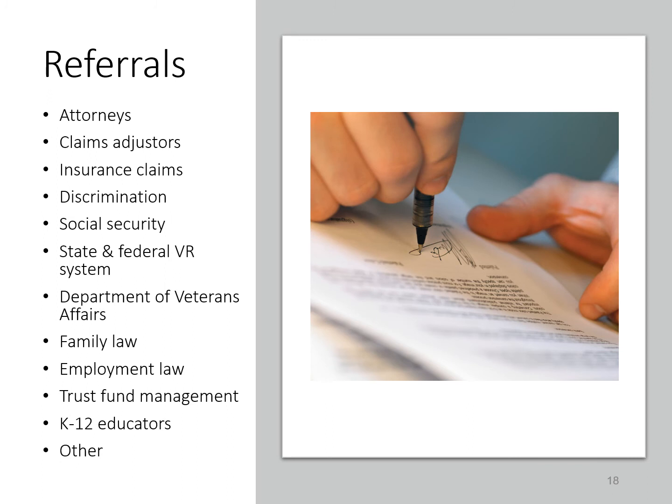Referrals for forensic rehabilitation services come from a variety of sources, including attorneys, claims adjusters, tort auto, product, medical malpractice insurances, disability, age, employment, gender, and racial discrimination cases, the Social Security Administration, state or federal VR systems, service appeals, the Department of Veterans Affairs service appeals, family law, marital dissolution and child custody, employment law, ADAA, wrongful termination, harassment, employability, etc., trust fund management, K-12 educational professionals, IDEA services, and other.